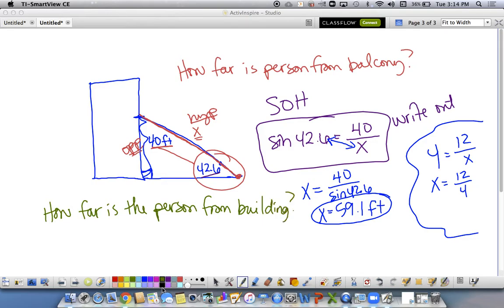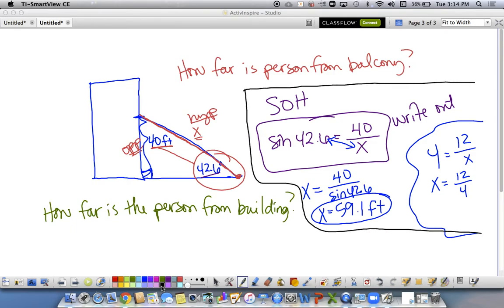I'm going to kind of do a little. Could I have asked this question in green? How far is the person, who's still in the same spot, from the building? Well, where is the building? Right there. Is that a different question completely? Yes, it is. And then we have to use something different.